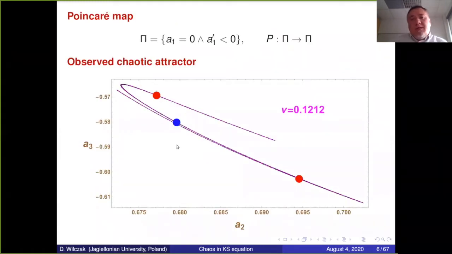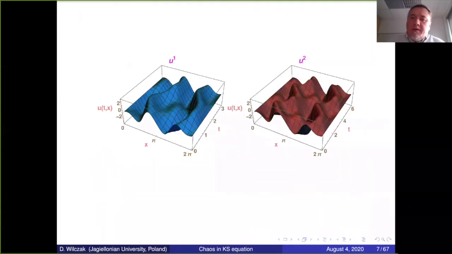So if we choose a Poincare section for this system, A1 equal to 0, with the crossing direction negative, and we consider the Poincare map on this section, we can observe a chaotic attractor. This is just from the simulation, what you see below. On this attractor, we see one fixed point marked here by a blue dot, and a period 2 orbit marked here by 2 red dots. And here are profiles of these orbits. Well, actually not profiles. This is the evolution in time of the profile of the blue orbit and the red orbit.